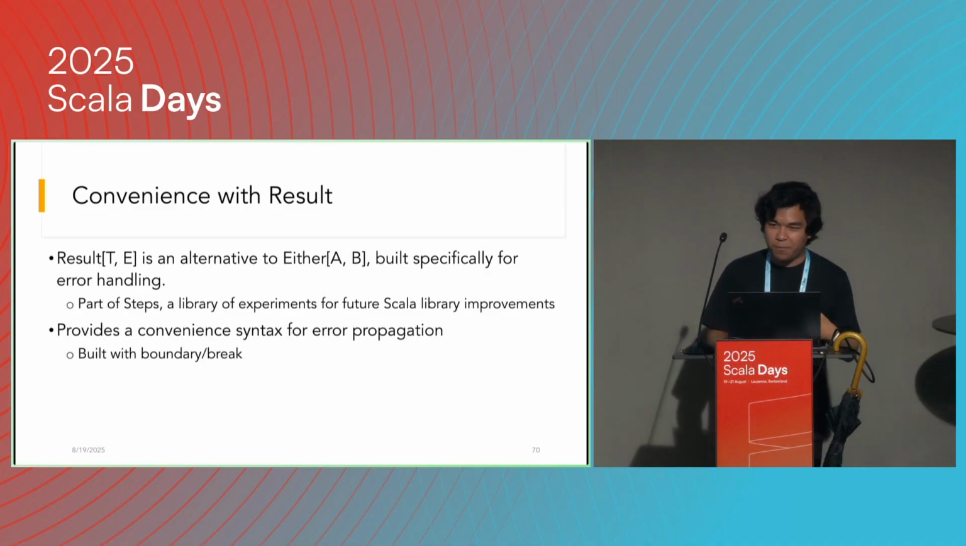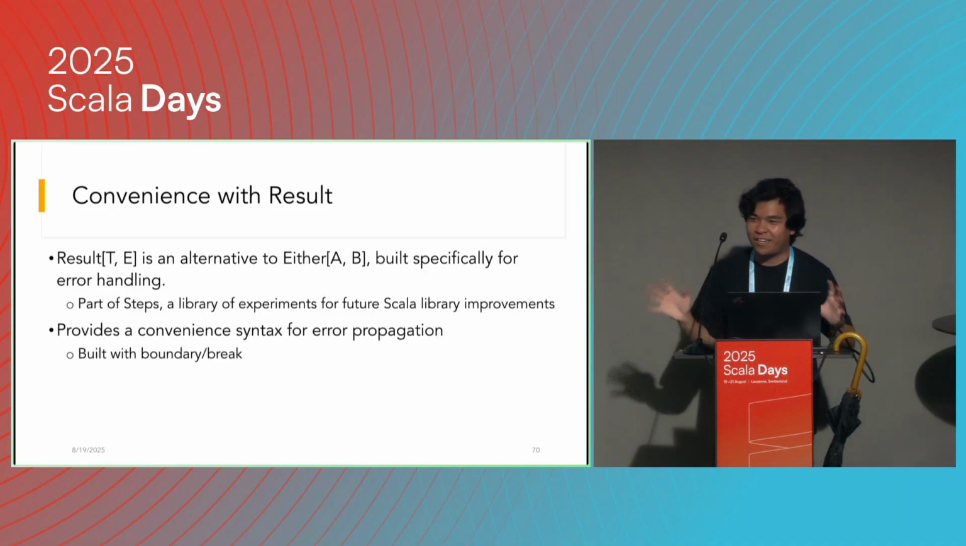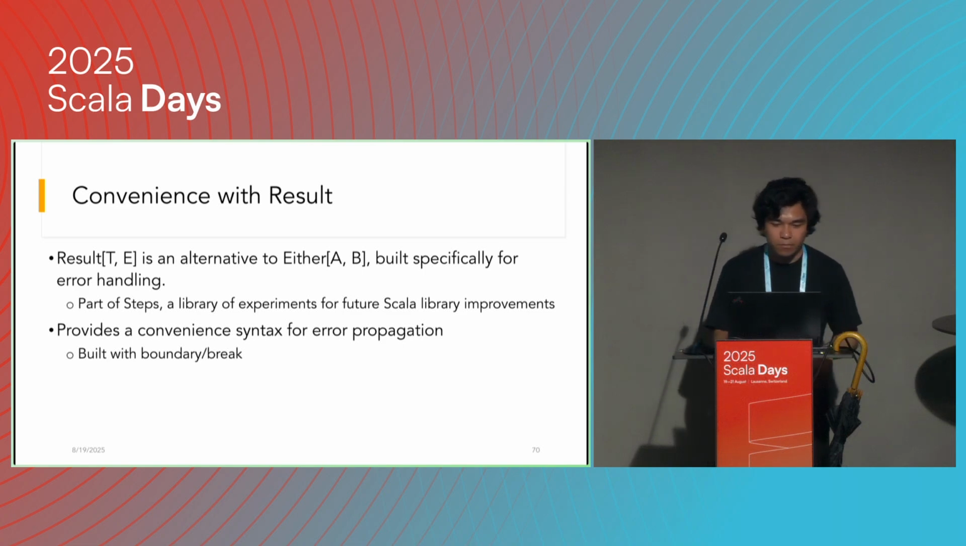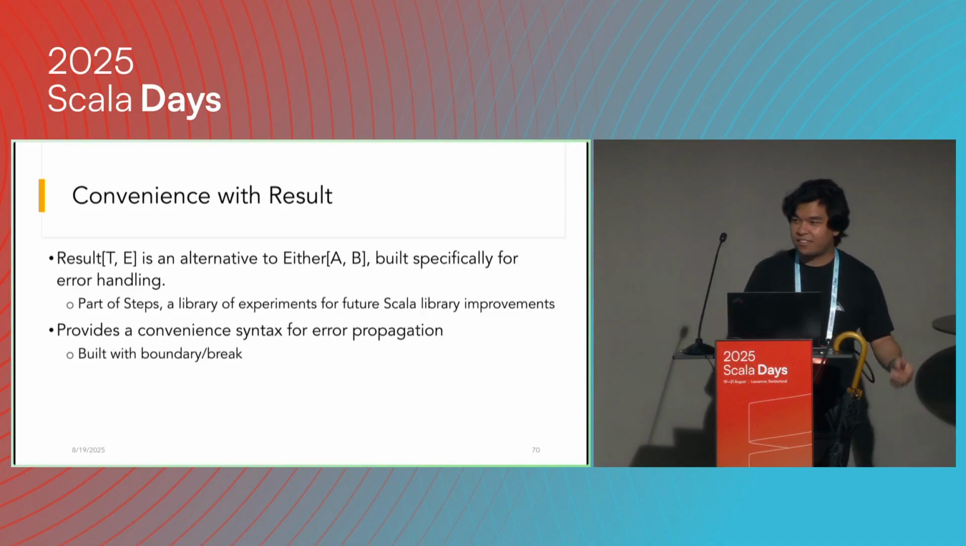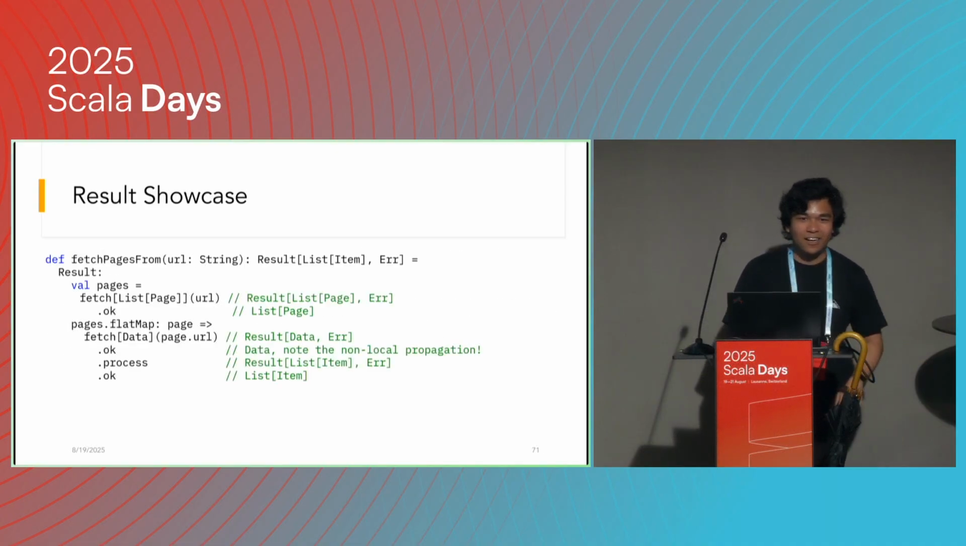And we built it as part of Steps, just small collections of random things that we think would make Scala more convenient, but not ready yet to put into the standard library. And it provides a convenient syntax for error propagation. It's built with boundary break, and it's going to steal some of Rust's stuff.